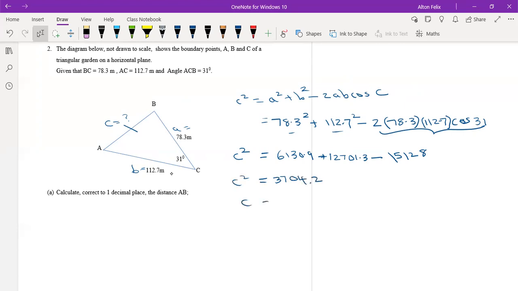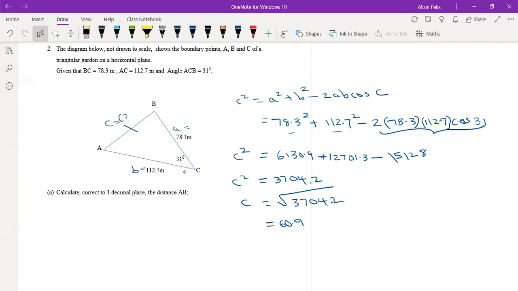So if we're going to find c, we're going to take the square root of this 37 over 4.2. Let's see if we can do that on the calculator. So can we just say the square root? Do we need to put square root first? Let's see. Right, so that will be 60.86, 60.9. So C will be 60.9.